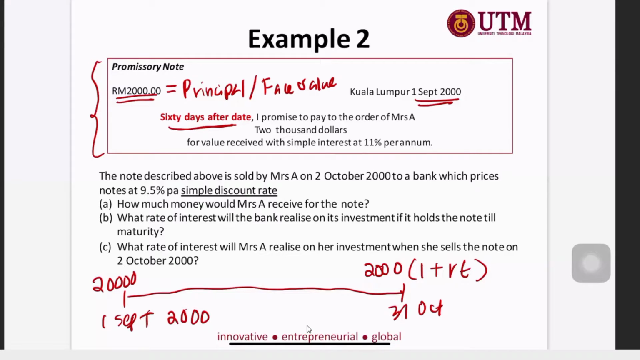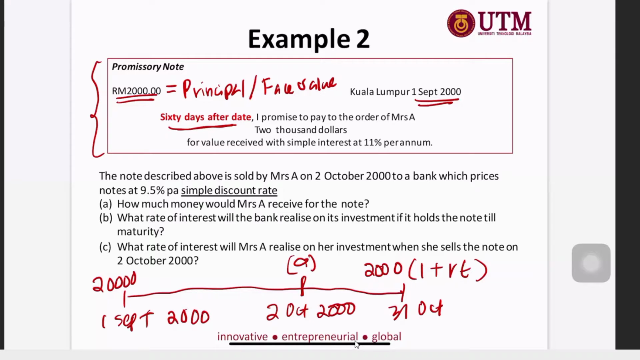Okay, and then in question A, how much money would Mrs. A receive for the note? So Mrs. A, at 2 October 2000, sells this promissory note to the bank. So how much money will Mrs. A receive at this 2 October? So this is question A.